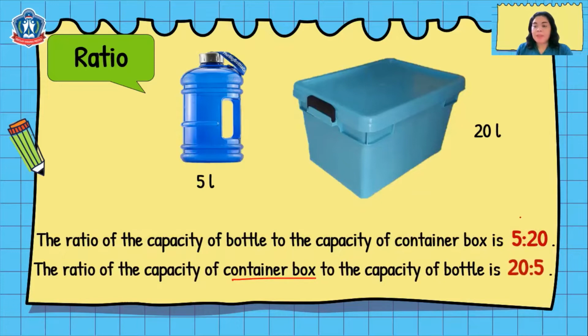As you observe, we did not put the L symbol here, because children, ratio has no unit of measure. We will just simply write the numbers. If we mention the bottle first, we start with the 5. Then the ratio is 5 to 20. Then container box to the bottle, 20 to 5. So that's how to read or find the ratio of two given numbers or quantities.